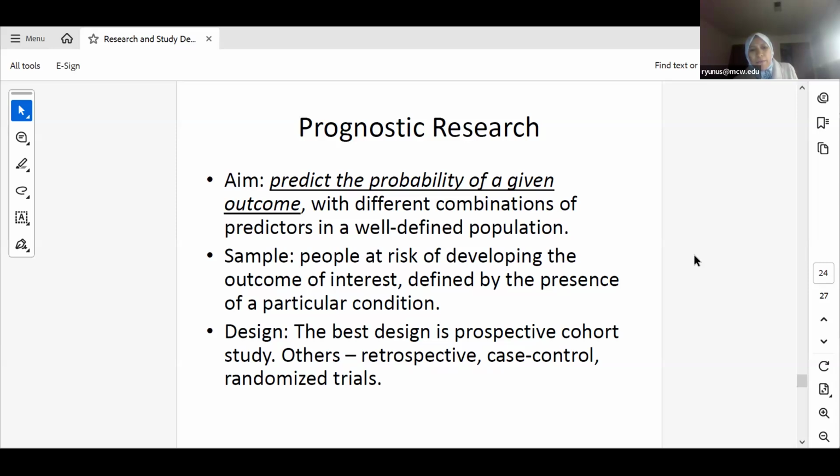The best design for prognostic research is usually a prospective cohort study. Sometimes you can also do a retrospective study or case control. You can even do a clinical trial, of course, a randomized controlled trial, as prognostic research.